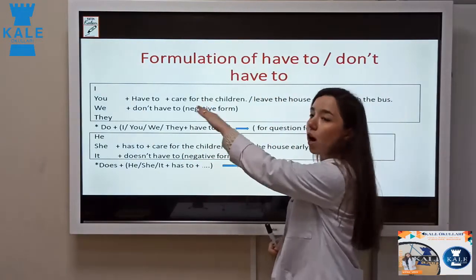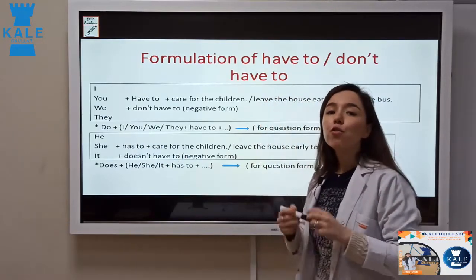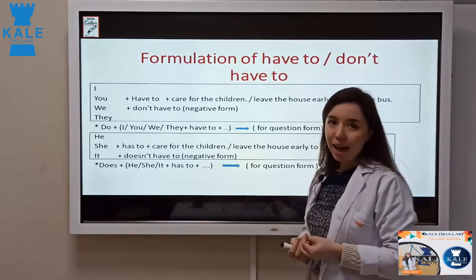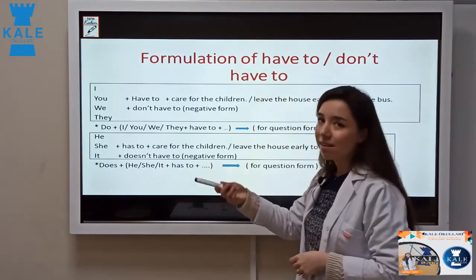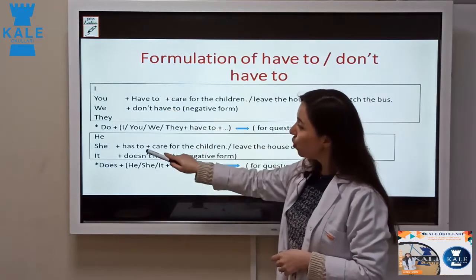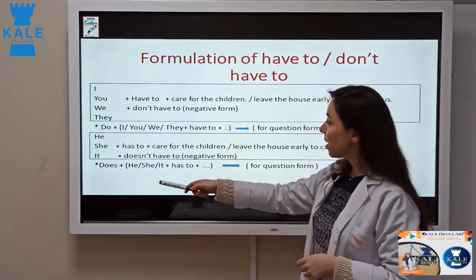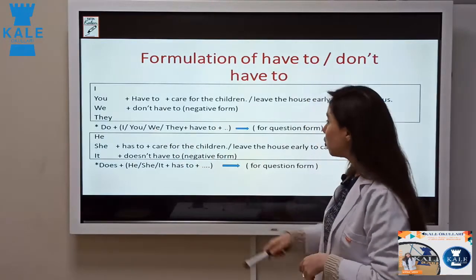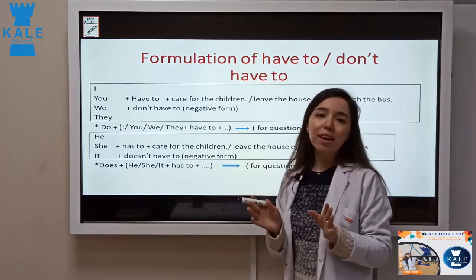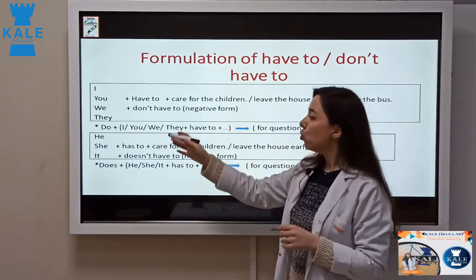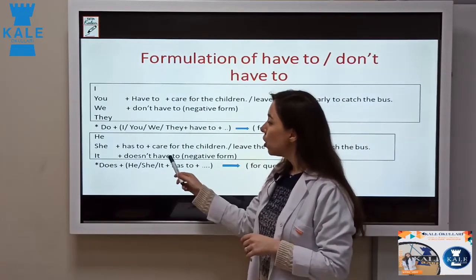But these are just for I, you, we, they. For he, she, it, how can we make it? For he, she, it, we cannot write have to. We have to write has to here, then the other sentences. Here have to, here has to, because they are third person singular. For example, she has to care about the children. She or he has to leave the house early. It's the same form.